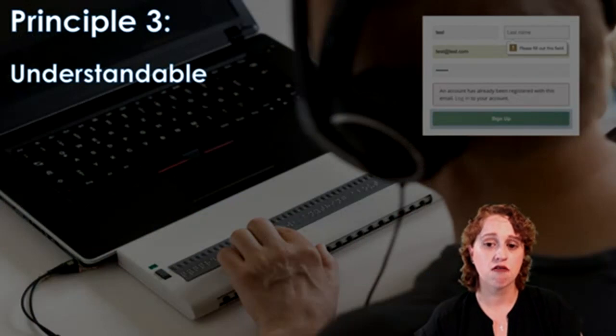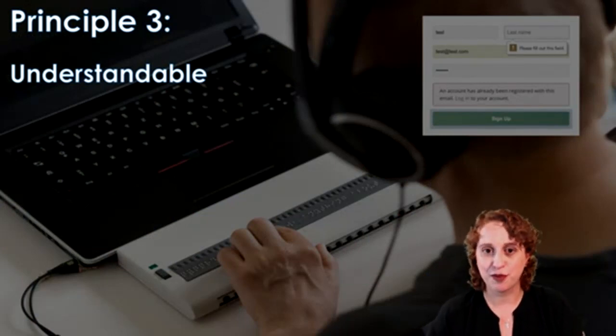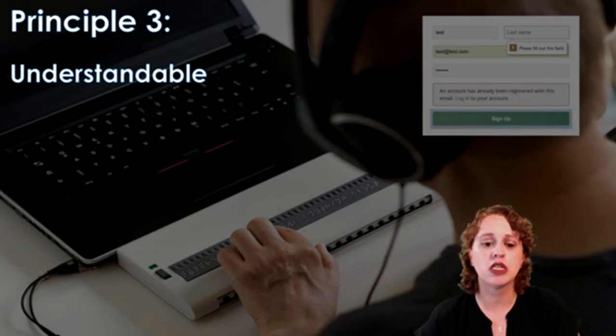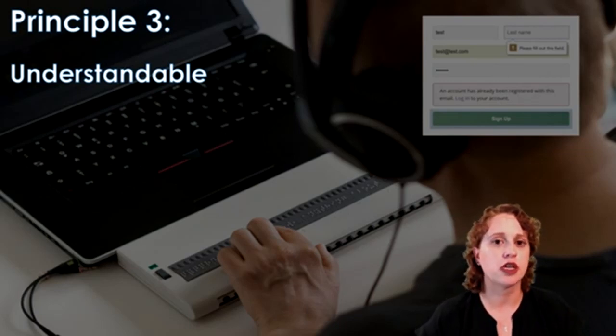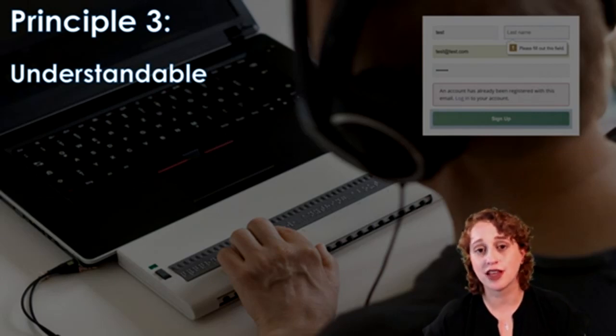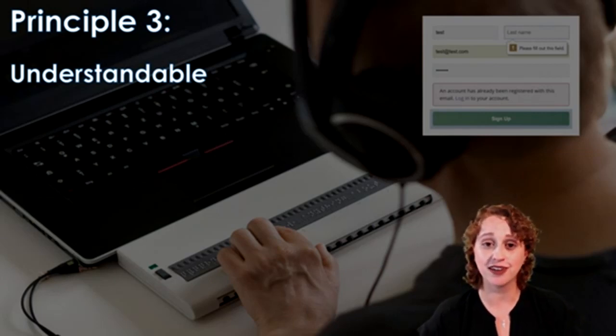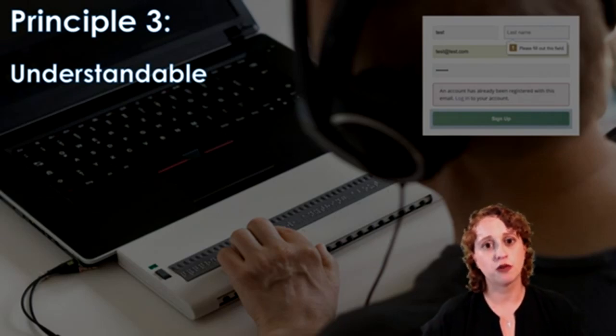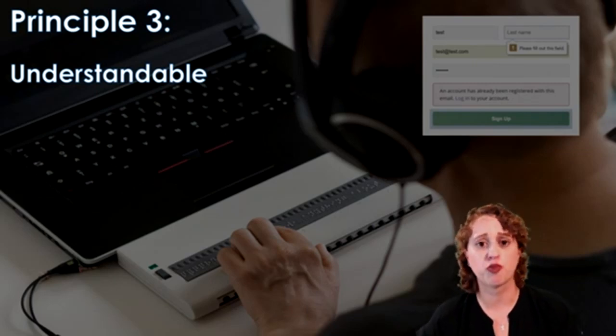Principle 3 here is your content must be understandable. This seems pretty obvious, but it can be difficult at times with the nuances here. First, you need to make your content readable. Part of this is identifying what language your site is in. You can just put it in the header. If your site is in English, lang equals EN, and that tells the screen reader, okay, I know what type of accent to use. I know how to interpret this.